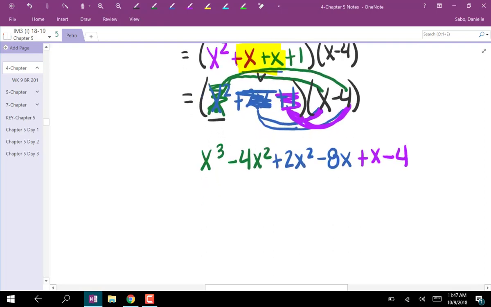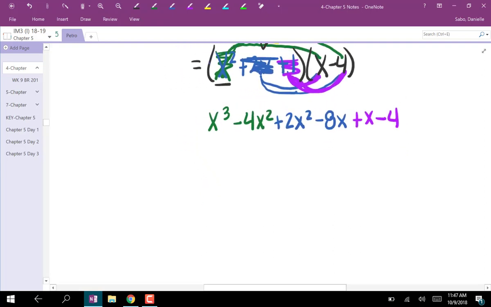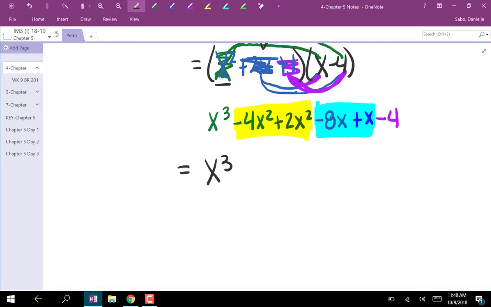Now here we go. Let's figure out if there's anything that's the same. So in yellow, these x squareds are common. In blue, I have negative 8x and a positive x. So I have to combine them and then I'll be done. Okay, so my very last step. Bring down the x cubed. What is negative 4x squared plus 2x squared? Or what's just negative 4 plus 2? Negative 2. Negative 2x squared.